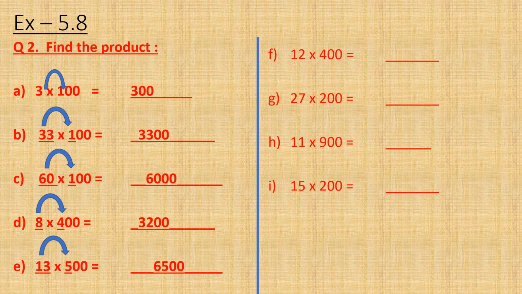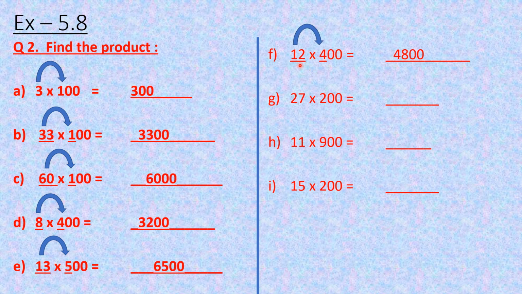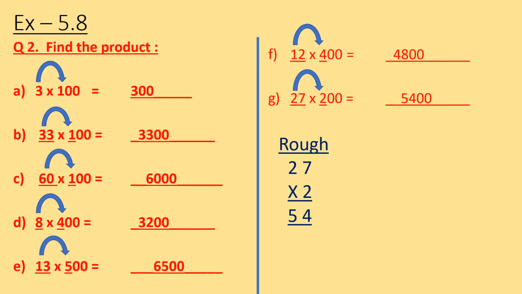12 multiplied by 400. Again 12 4s are. You read the table of 12 4 times. 12 4s are 48. And these two zeros you write here, 4800. Our answer is 4800. Now next question.